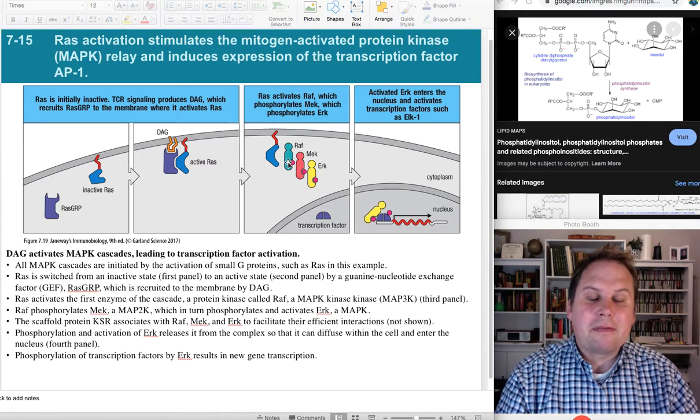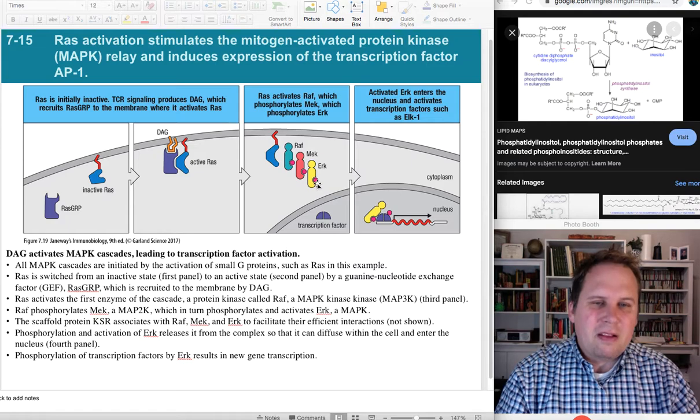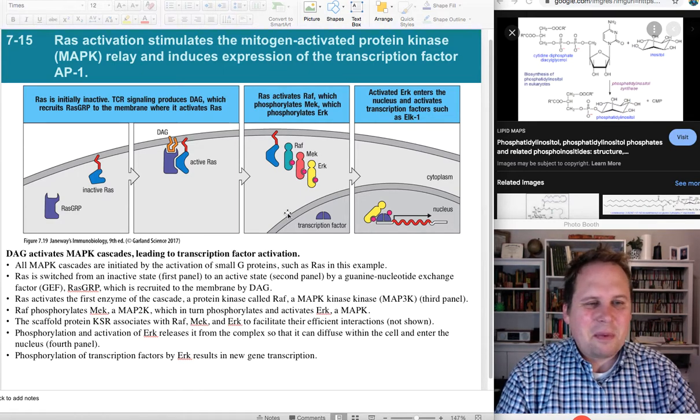Phosphorylated RAF will then phosphorylate MEK. Phosphorylated MEK will phosphorylate ERK. And phosphorylated ERK will eventually phosphorylate some transcription factors that go to the nucleus and cause transcription. And that's how we will get that done.